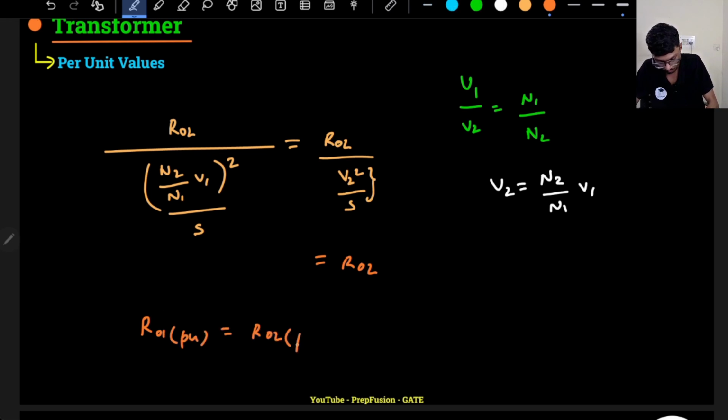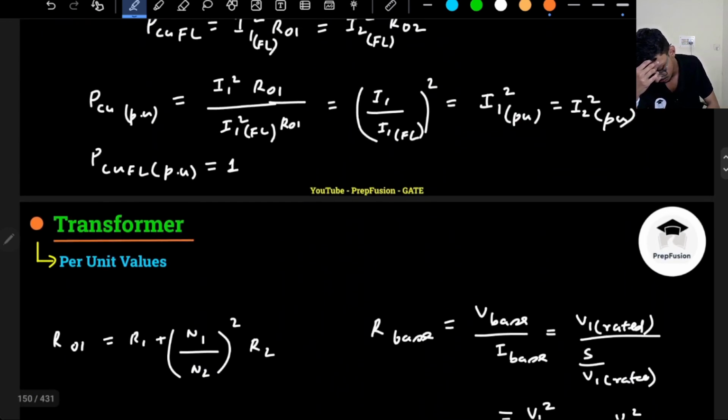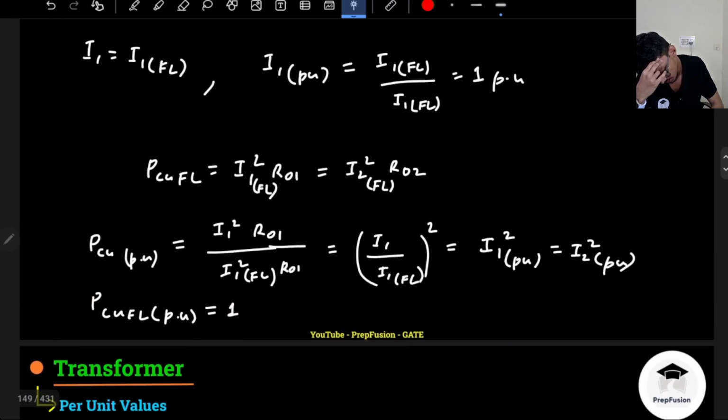It does not matter which side you are on, the overall winding resistance in per unit will be absolutely the same. It will not change at all. Another point to note here is this was the full load per unit copper loss. Okay, just hold on a second. So the per unit copper loss, right?